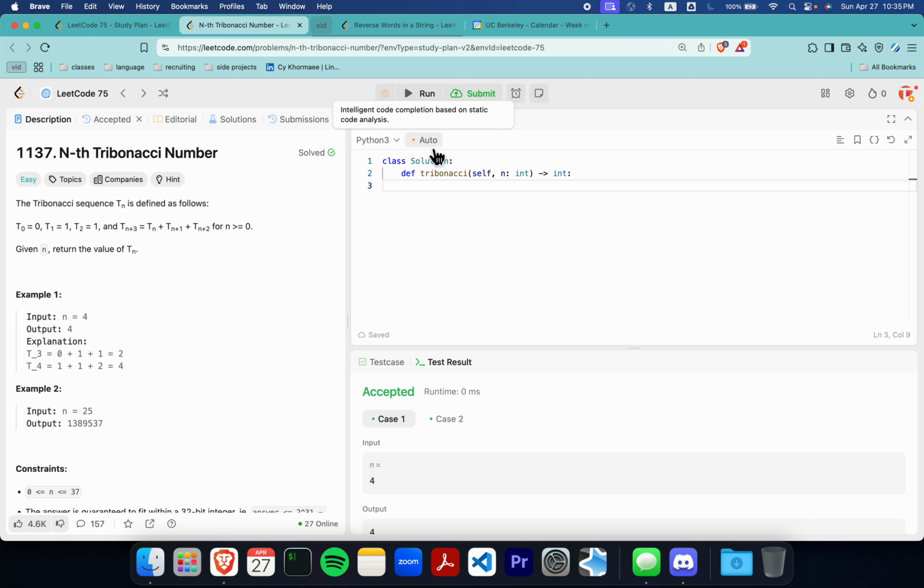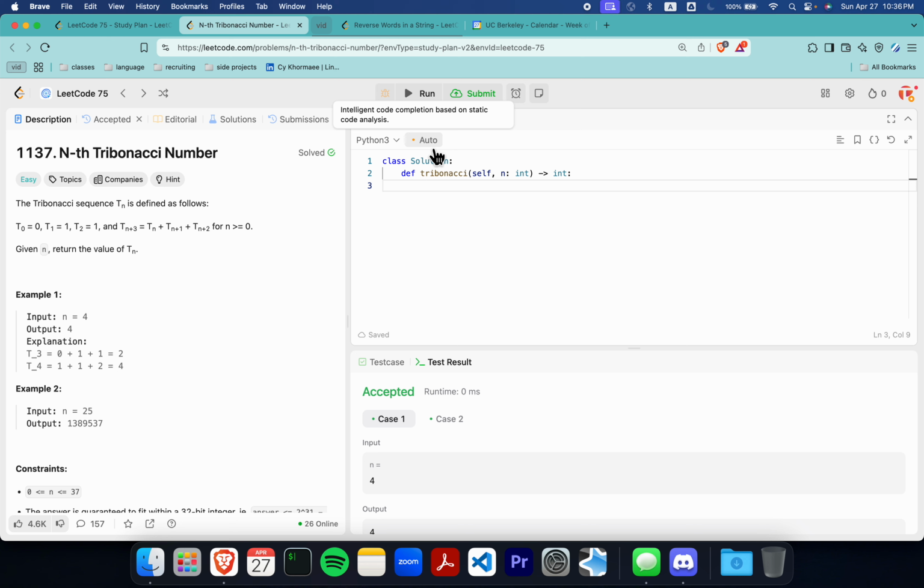Okay, this is day 15. It's doing Leetcode 75 and doing the nth Tribonacci number, and this is 1137. The Tribonacci sequence T sub n is defined as T sub 0 is equal to 0, T sub 1 is equal to 1, T sub 2 is equal to 1, and T sub n plus 3 is equal to T sub n plus T sub n plus 1 plus T sub n plus 2.